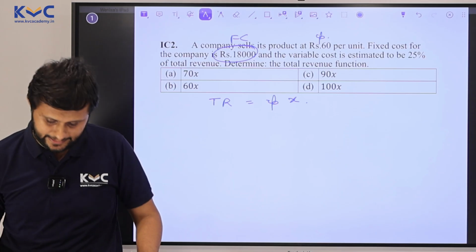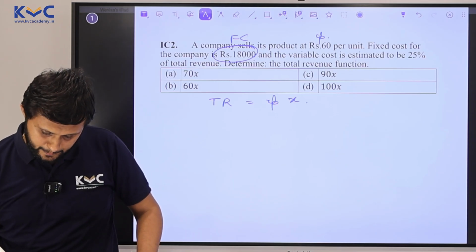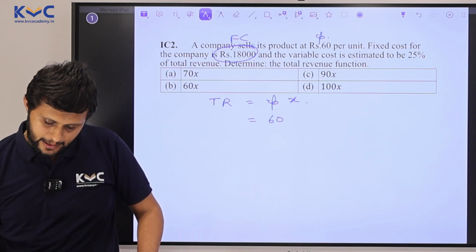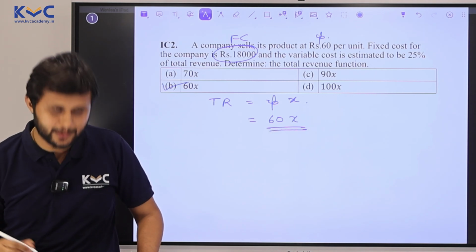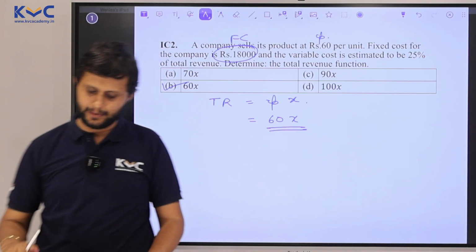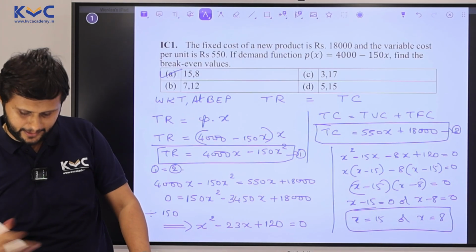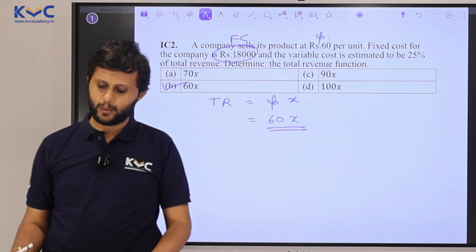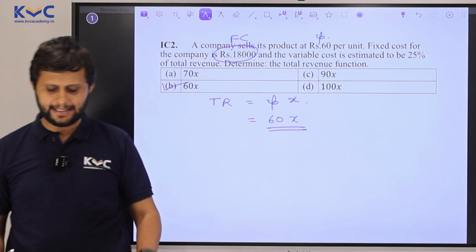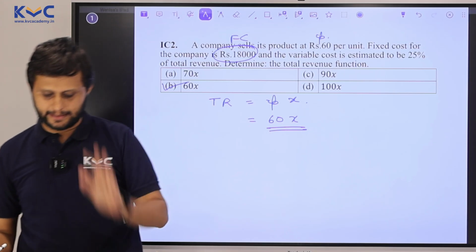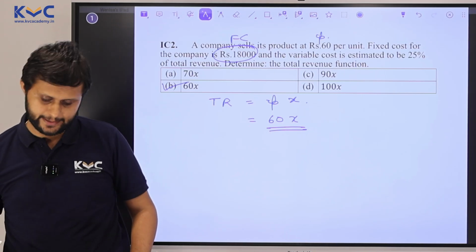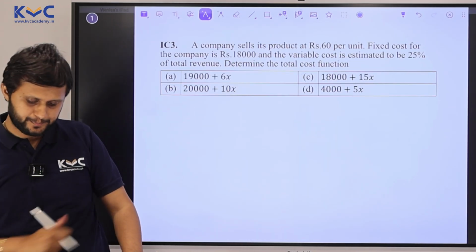Price into X. So P is how much? 60. X is how much? Oh my god, we have got the answer already. So total revenue is equal to 60x. Quite simple. Previous one, did I mark the answer? We have marked the answer. Okay. Coming back over here, P into X, 60x, solution complete. Price into X. X is the number of units. We'll move to the next question.